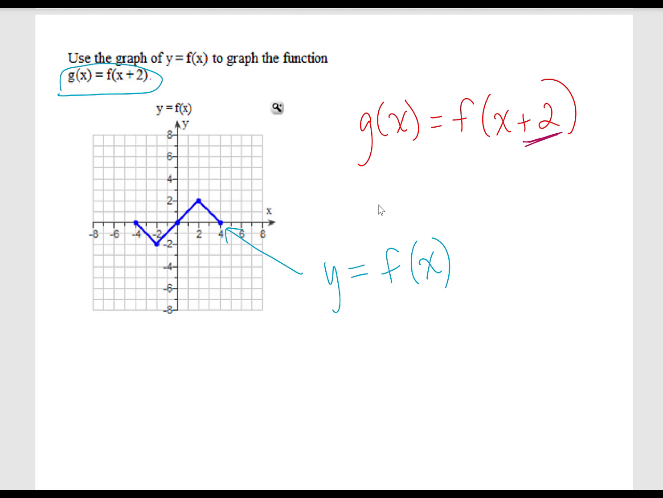So instead of moving positively to the right, I'm going to move left 2 units. Okay? That means that all my ordered pairs that are marked out here are going to just move left 2 units. So move that one over 2 units. This bottom one over 2, over 2, over 2, over 2. We connect the dots. And that is the graph I would be looking for out of my answer choices.